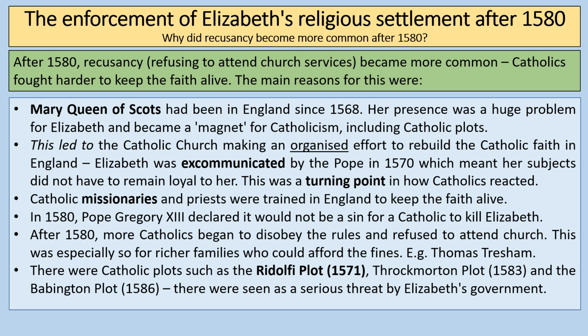As we see there in 1580, Pope Gregory XIII said it wasn't a sin for a Catholic to kill Elizabeth, and that led to more concerns about plots. Now, especially richer families began to disobey the rules and refuse to attend church because they could afford the fines, and the fines were increased massively after 1580. We saw some Catholic plots during this time, the Ridolfi plot, the Throckmorton plot and the Babington plot, and these were seen as a serious threat by Elizabeth's government.